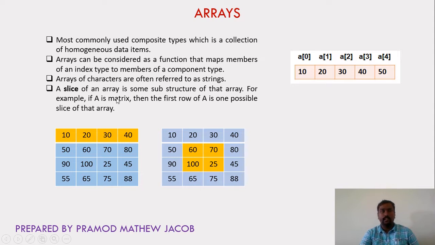A slice of an array is some substructure of that array. For example, if A is a matrix, then the first row of A is one possible slice of that array. If we are taking the first column, then it can be another slice of that array, and even we can take both rows and columns together to make a slice. So slice is simply the substructure or a subpart of an array.